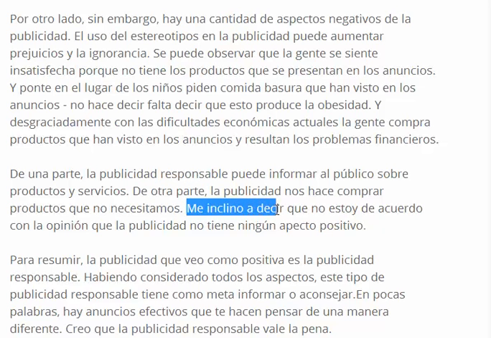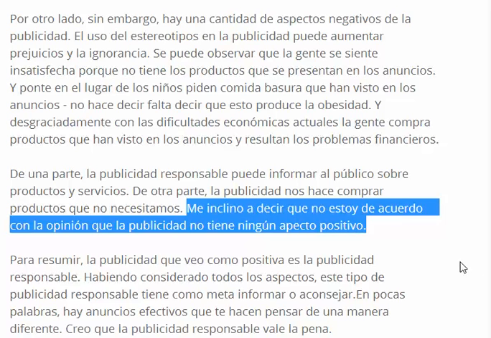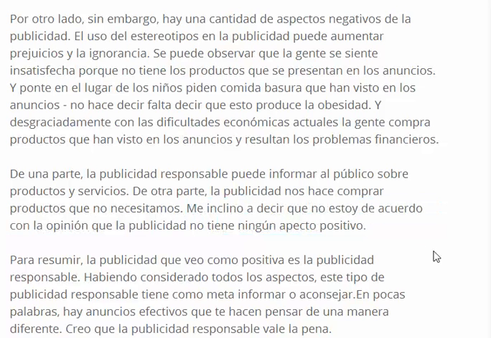And then what I've just done in the final sentence is given a feeling of me inclino a decir que no estoy de acuerdo. So having given the positives and the negatives, you're now beginning to give the reader an idea of where your argument is going. And the highlighted piece on the screen there effectively gives your position away. Me inclino a decir que no estoy de acuerdo con la opinión que la publicidad no tiene ningún aspecto positivo.